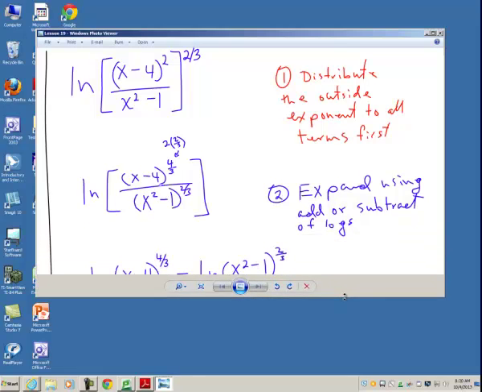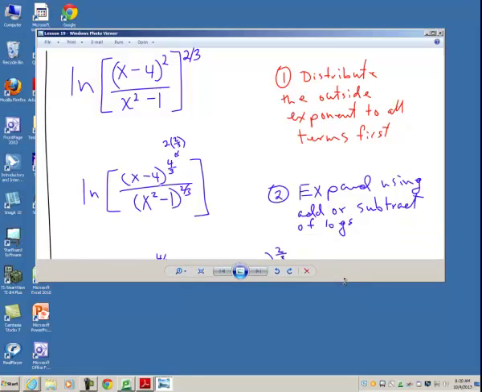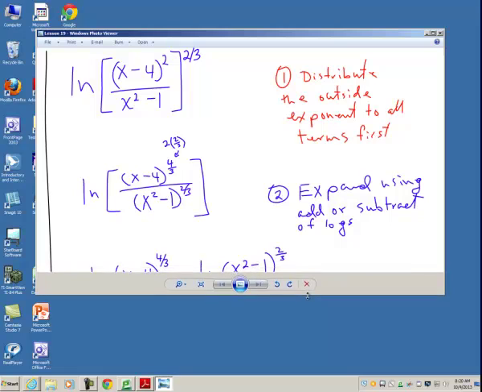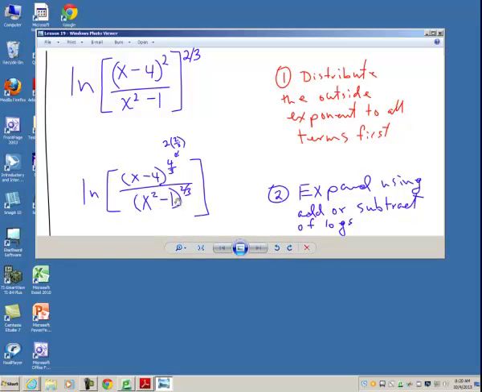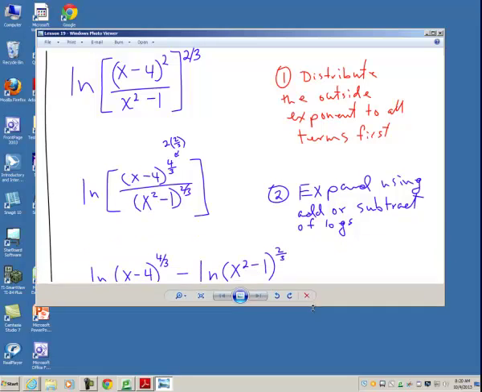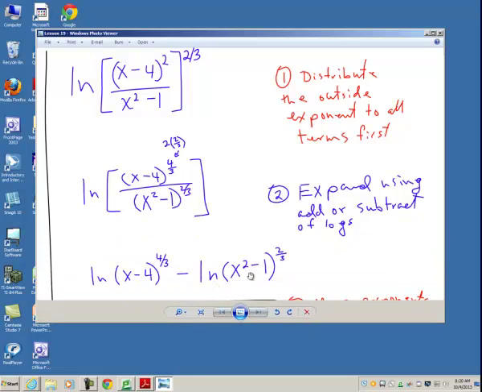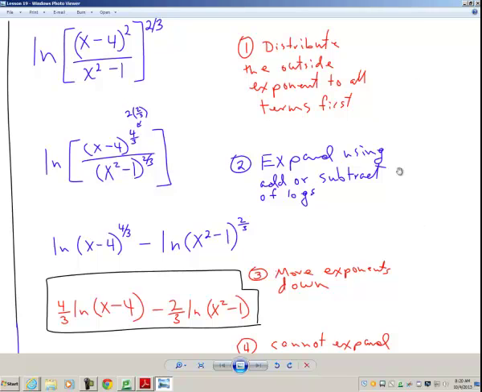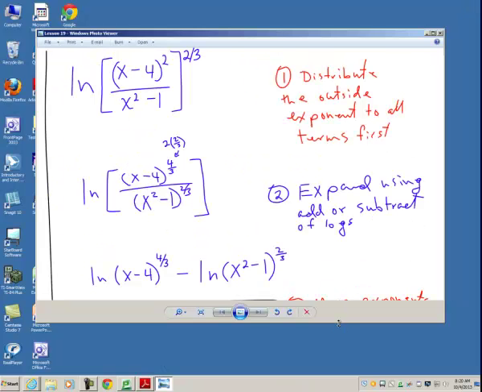Now we can go ahead and expand, right? And so we're going to put natural log x minus 4 to the 4/3. Okay? And what are we going to do with this denominator here? Minus, right, natural log x squared minus 1 to the 2/3 again. Okay, questions with that so far?